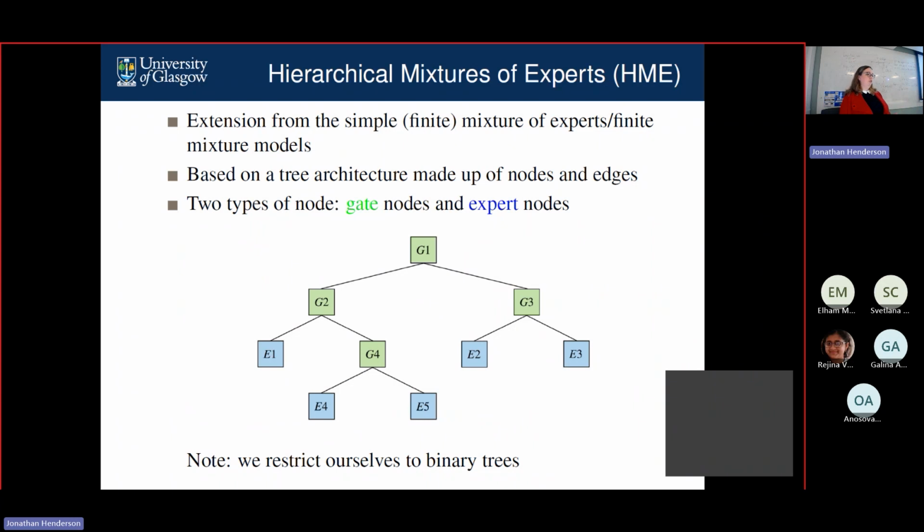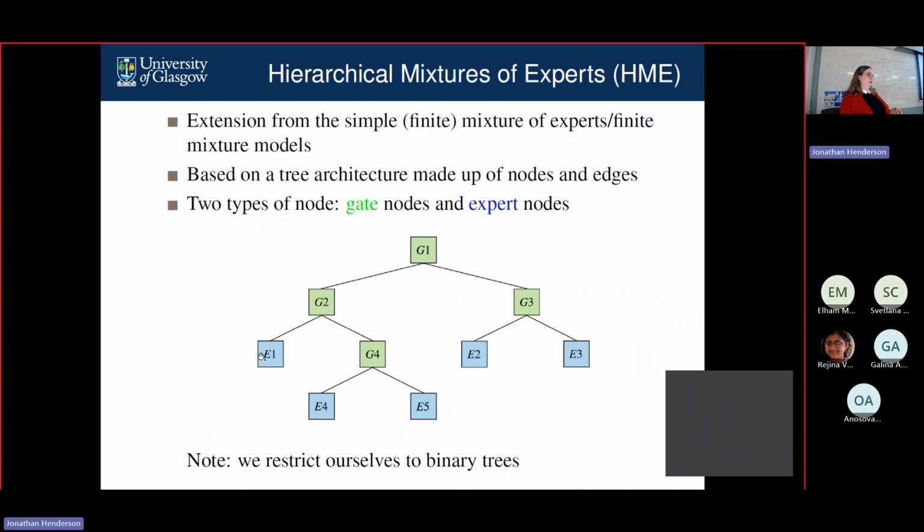We stick with that for most of what we're talking about today. You could expand beyond it, but I think most of the time, if your binary doesn't work, you just add greater depth. And so it's possible to approximate even non-binary tree architectures fairly well with binary trees. As I said, here we have two types of node. We have gate nodes, which are internal nodes, and we have expert nodes, which are the terminal nodes or leaves. Those experts are the components we were talking about before.